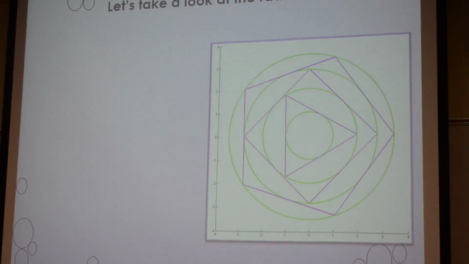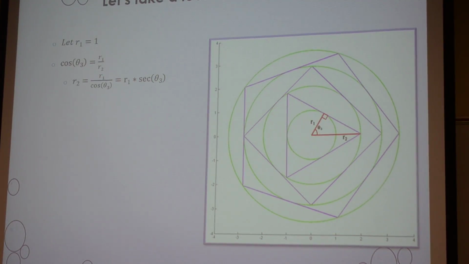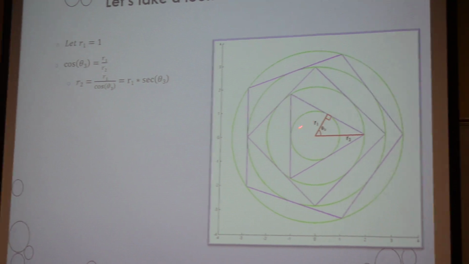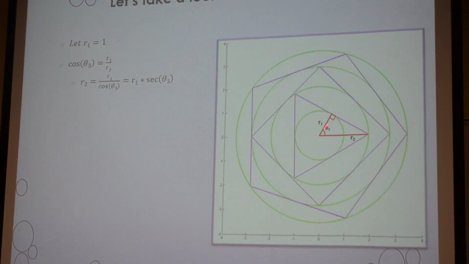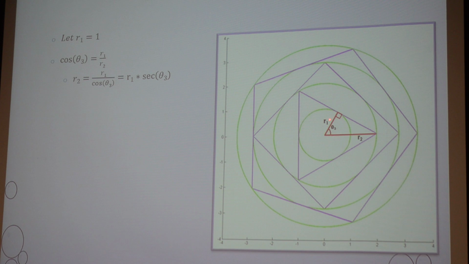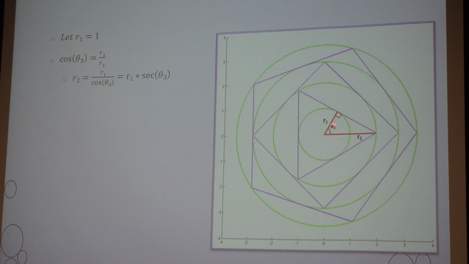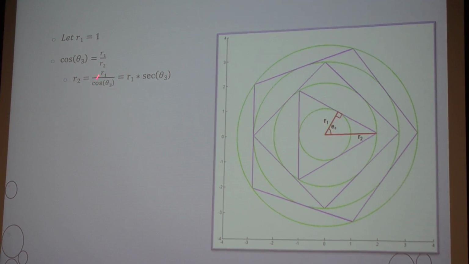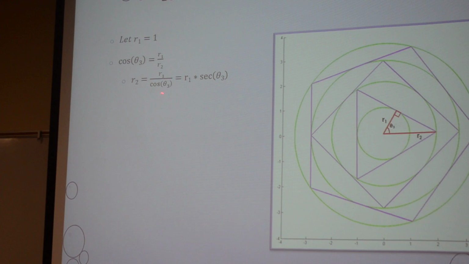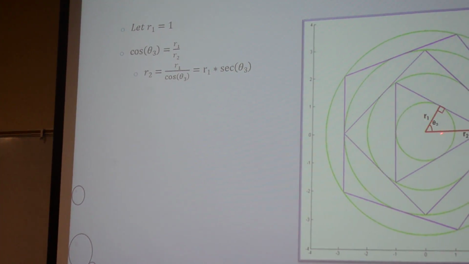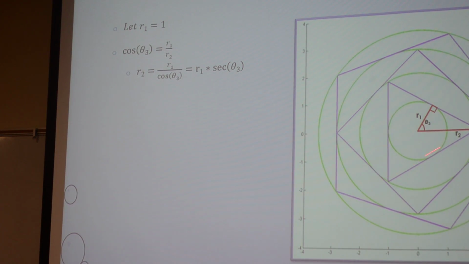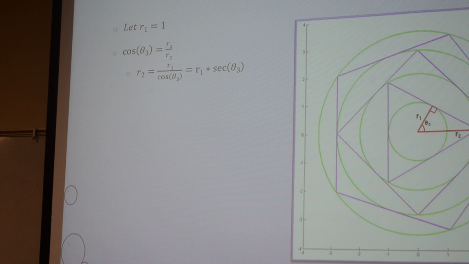So let's take a look at the radius. I'm going to call the first radius R1, which is the length right here, as 1, assume it's 1. And I can compute the R2 by using the cosine of the angle, this one right here. So R2 will equal R1 over cosine of the angle 3. I will call this angle 3 because the triangle right here has 3 sides, which makes it easier.